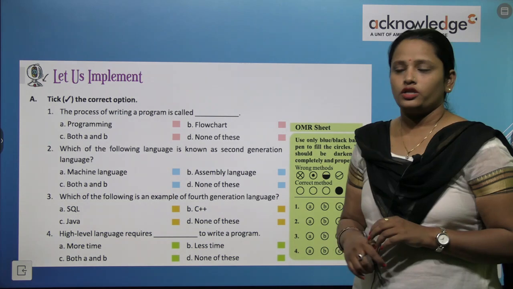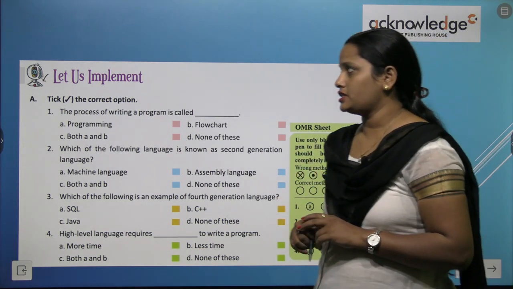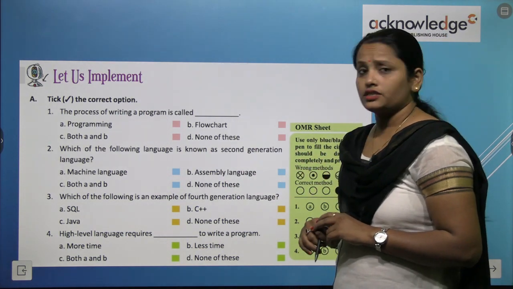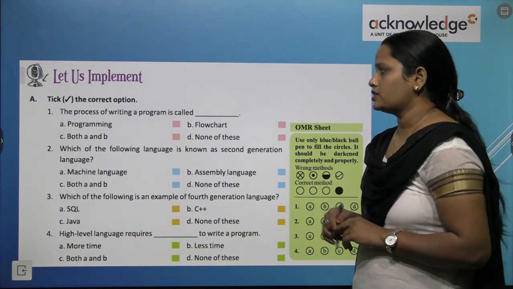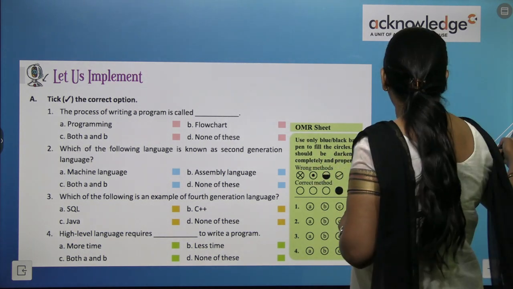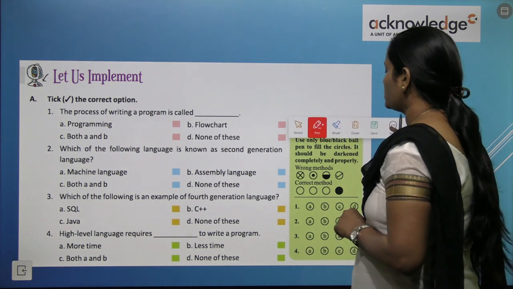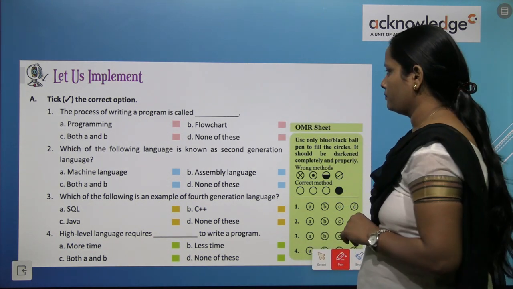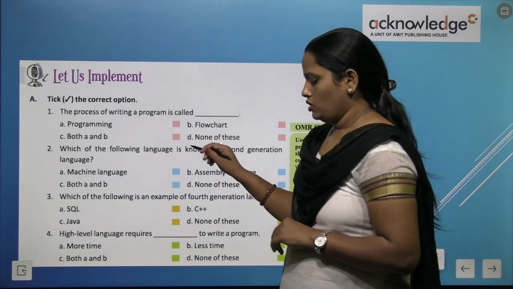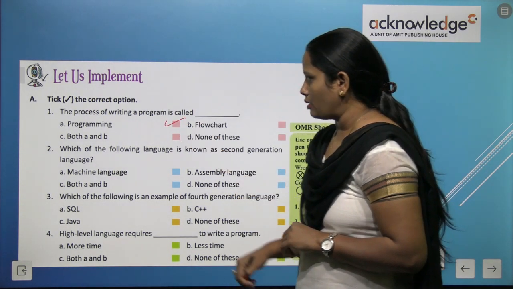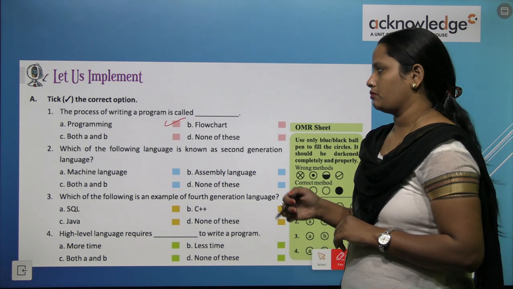So these were the 2 points of recall time. Now let's come to the book exercise quickly. Take out your pencils. Okay, first question here given is, the process of writing a program is called. So the correct answer is programming is the process of writing a program.